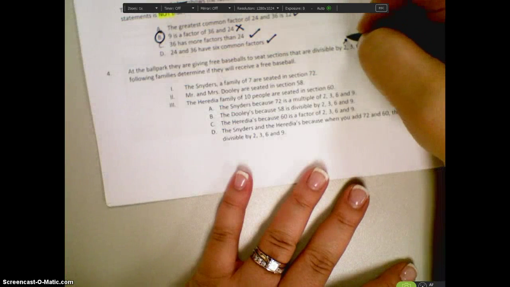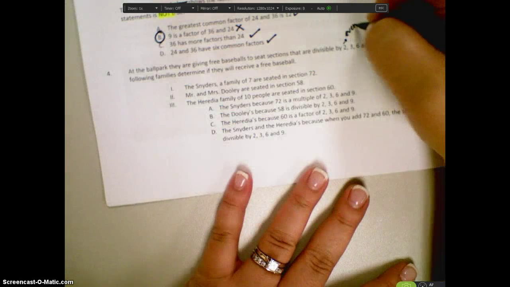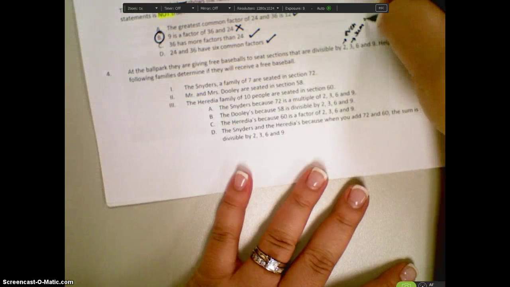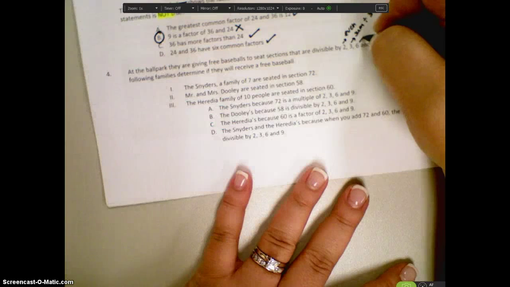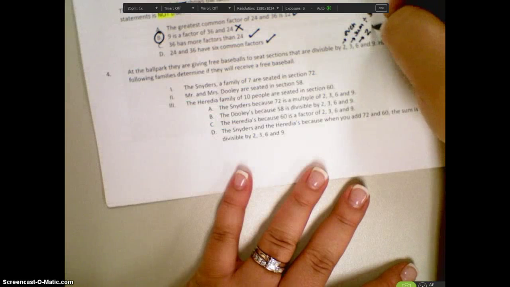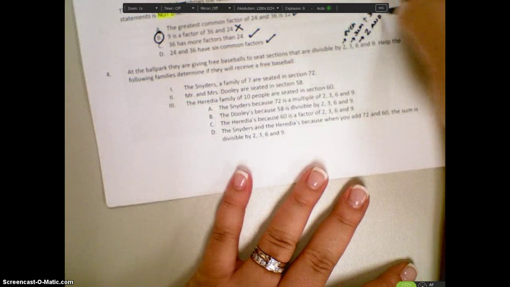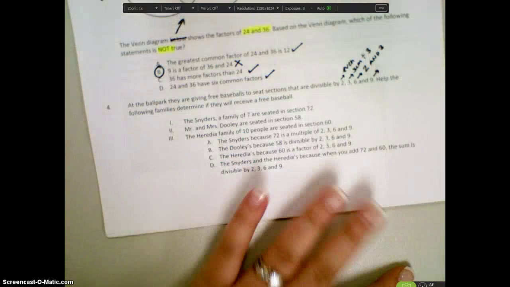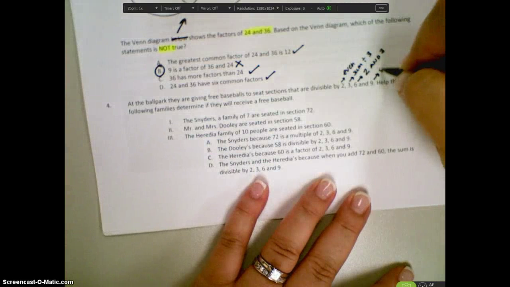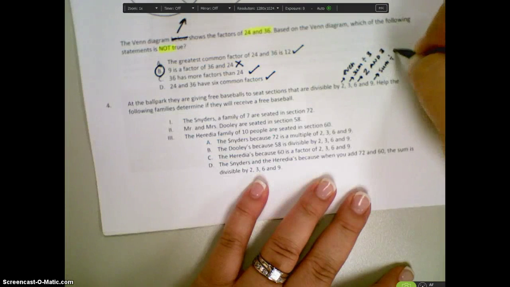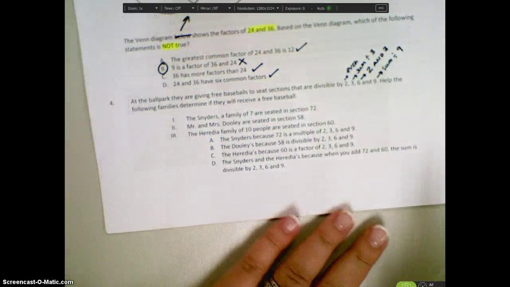So for divisible by 2, I'm just going to write even. Divisible by 3, I'm going to put sum, because the sum of the numbers has to be divisible by 3. For divisible by 6, it needs to be divisible by 2 and 3, and for divisible by 9, the sum of the numbers has to be divisible by 9.